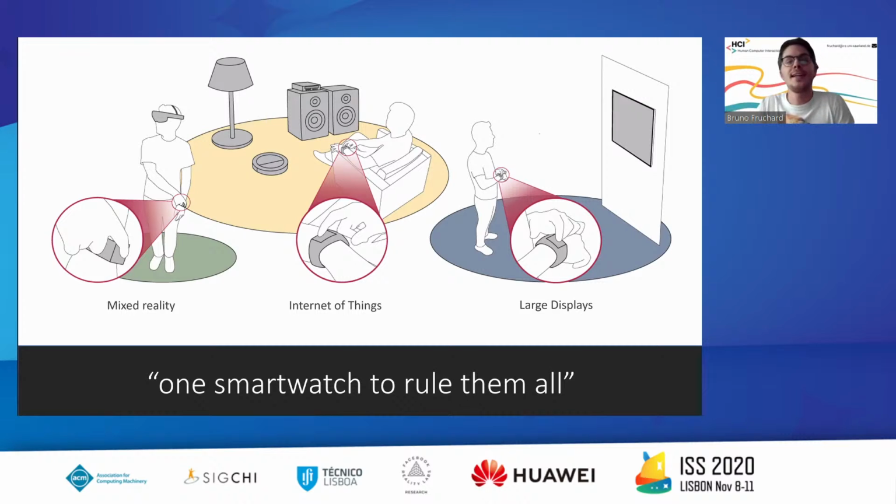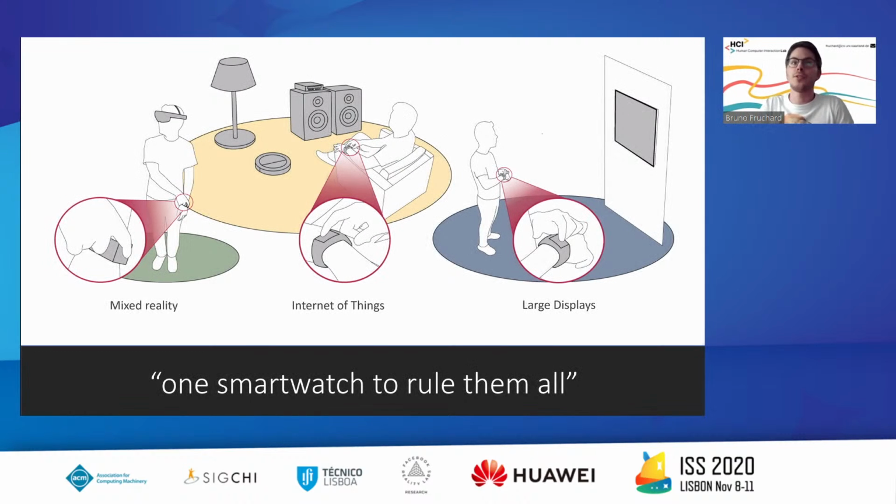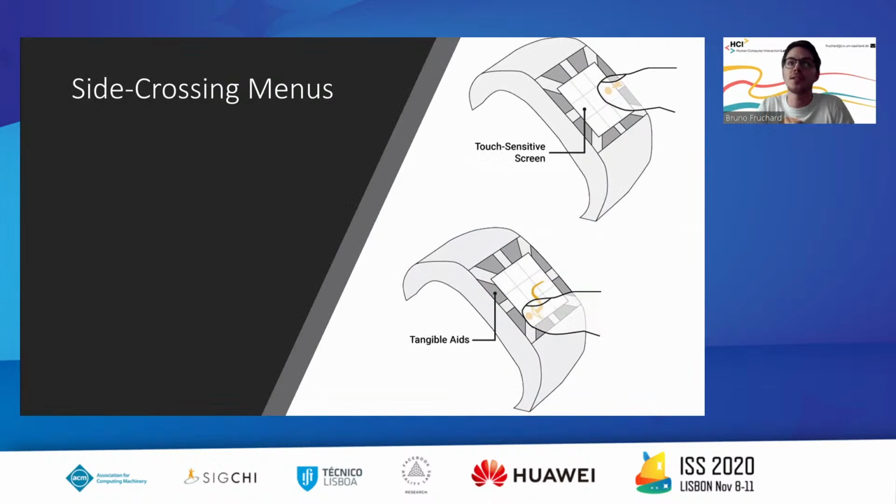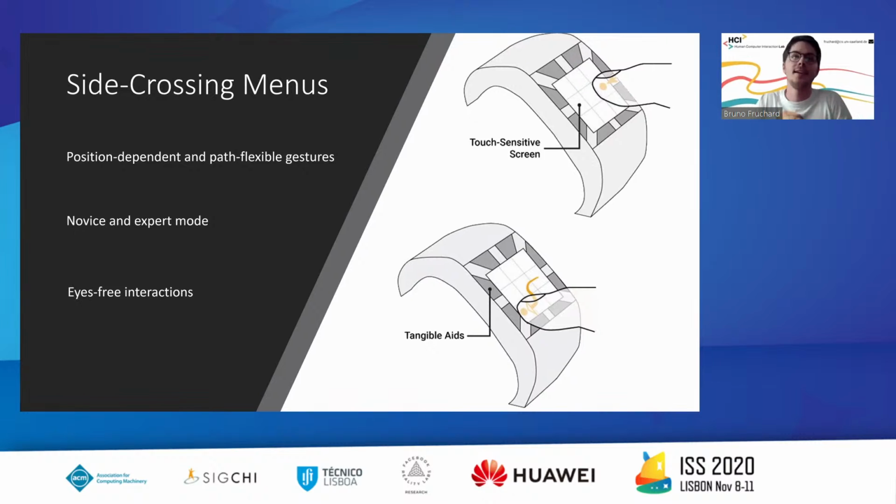So the main challenge in this is that we need large gesture sets to control all these different environments. But the input space, the screen of a smartwatch, is rather limited. So for this, what we propose is a new gestural interaction technique called side-crossing menus that relies on position-dependent and path-flexible gestures that enables a novice and expert modes, enables also eyes-free interactions, so the user can focus on the main task and not look at the watch. And importantly, I will go back on that later, it relies on broad and shallow menus.